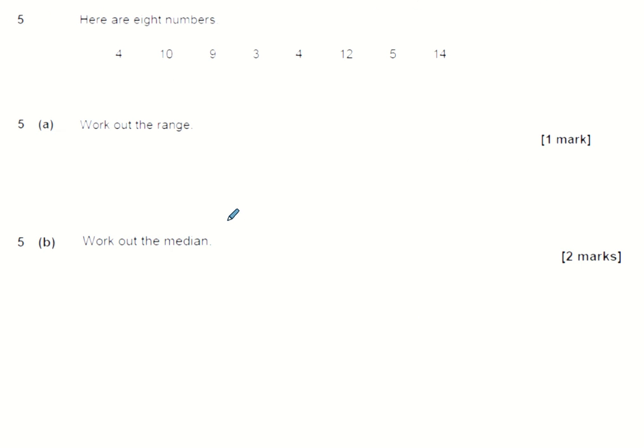Question 5. Here are 8 numbers. Part A. Work out the range. The range of a set of numbers is the biggest number subtract the smallest number. It's the difference between the largest and the smallest. From our list of numbers, the biggest number is 14, the smallest number is 3, and so our range would be 14 minus 3, which is 11.